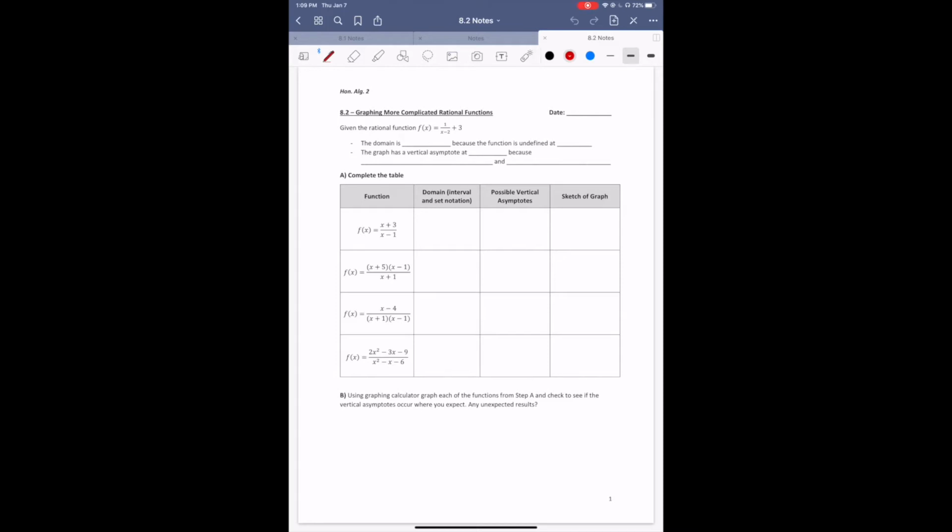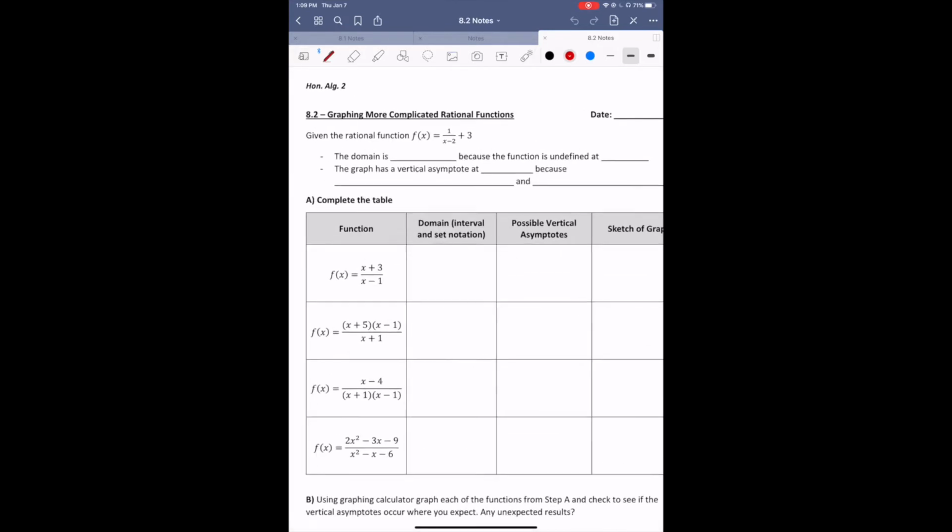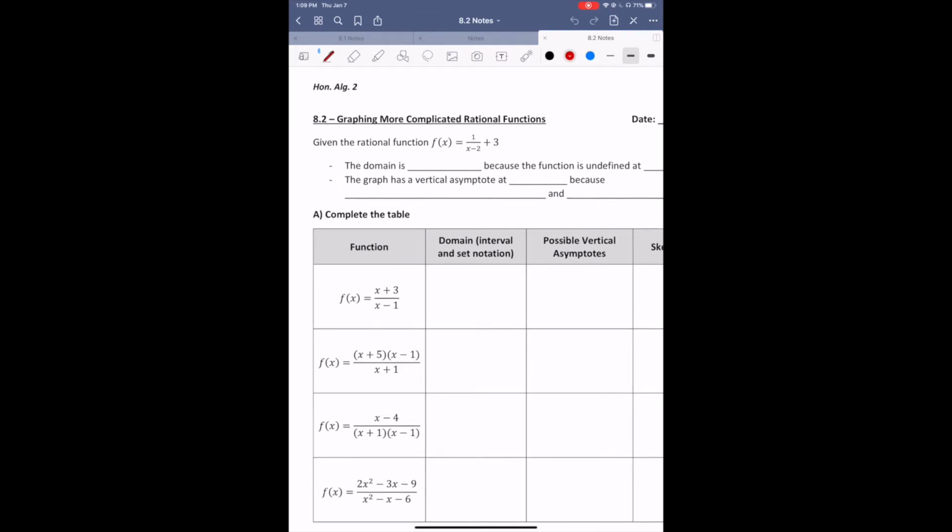We're going to go ahead and take a look at more complicated rational functions today, and we're going to discuss the different types of asymptotes that you can find according to the type of function you're working with. So, first of all, let's go ahead and review what we learned in yesterday's lesson.